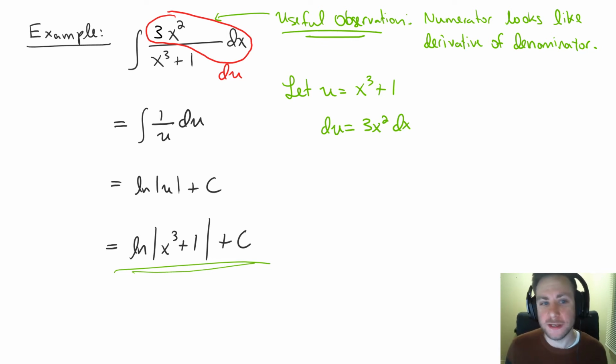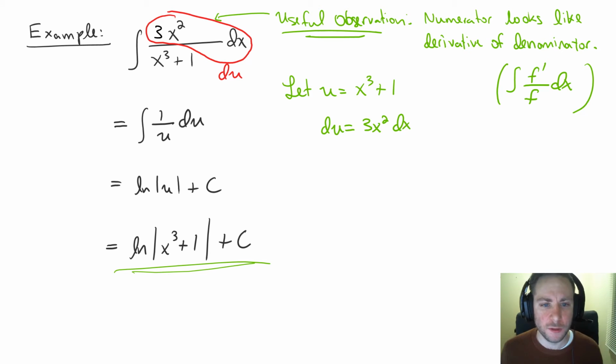What you've seen here is a typical example of a situation that actually comes up very often. Whenever the numerator is the derivative of the denominator, we could express that idea by calling this the integral of f prime over f. And just to reiterate, anytime you see this structure, the correct strategy is always to let u equal the denominator.